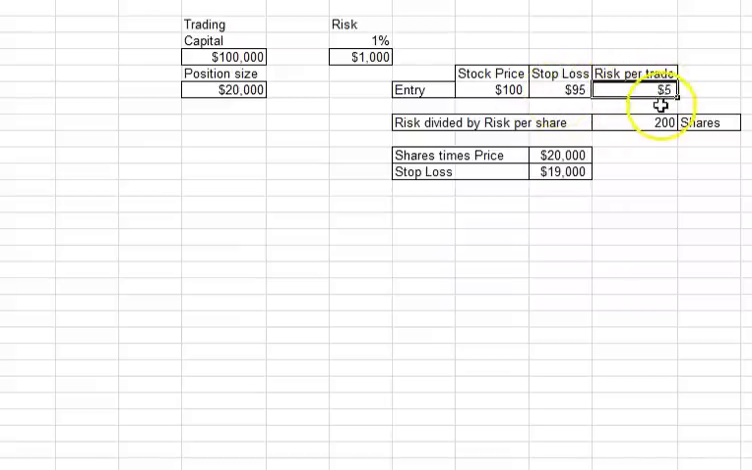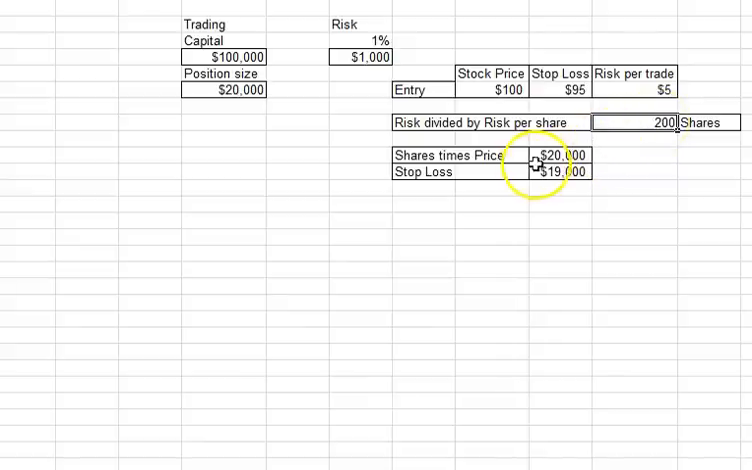So your risk per trade is $5 per share on your entry. You will get out at $95. So you have $5 risk per share. So let's take the risk divided by your risk per share. You can risk $1,000, and you're risking $5 a share on this trade. You have 200 times 5, which gives you $1,000. So that is your total risk, but that's not your total position size.